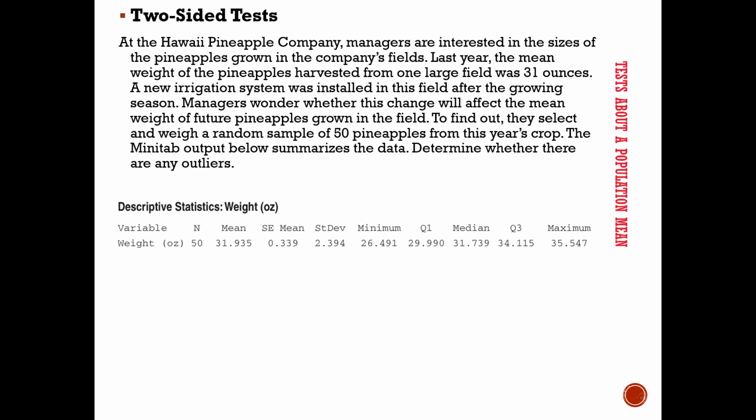So we are looking at the descriptive statistics here. I see the standard deviation of the sample was 2.394. I see the mean was 31.9. So that looks like maybe it's a little bigger than last year. We're going to see if that's significant or not in a moment. You can also glance over the 5-number summary if you want, but we're not really interested in that right now.